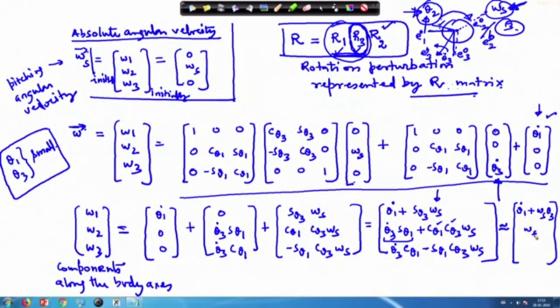Therefore, we get here omega s. And this part again is theta 3 dot, because c theta 1 will be equal to 1, and here this is a cosine term and this is a sine term. So, this is minus theta 1 times omega s. This is the angular velocity we have got. So, what we have done? We have only approximated in theta 1 and theta 3, not in terms of theta 2 anywhere.